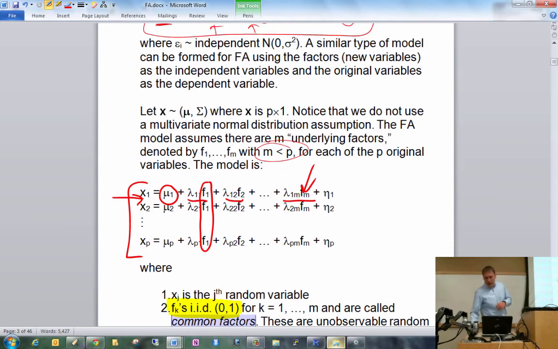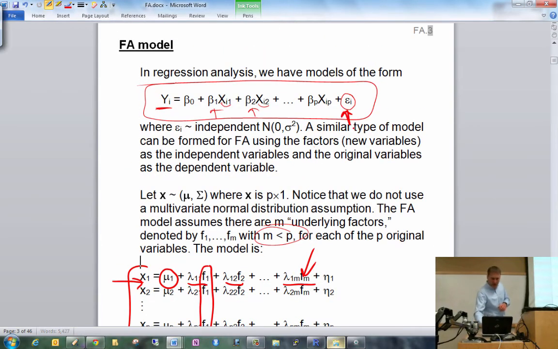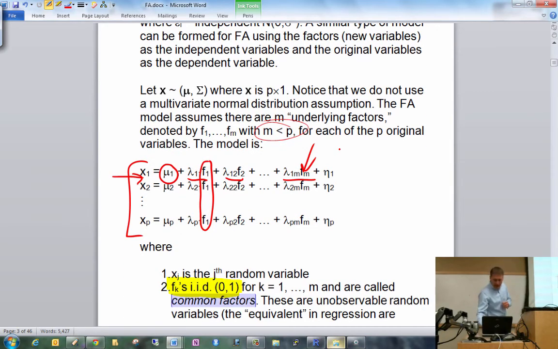Now, just like in a regular regression model, where we have this epsilon here that kind of captures all the other information that is needed in order to get y that x doesn't provide you already. Well, in a factor analysis model, we have these etas that kind of play the role of the epsilon in a regression model. These etas are called specific factors, specific because you have a different factor for each of the x's. These etas are random variables. They have a mean of 0 and a variance of psi sub i, let's say for eta sub i.